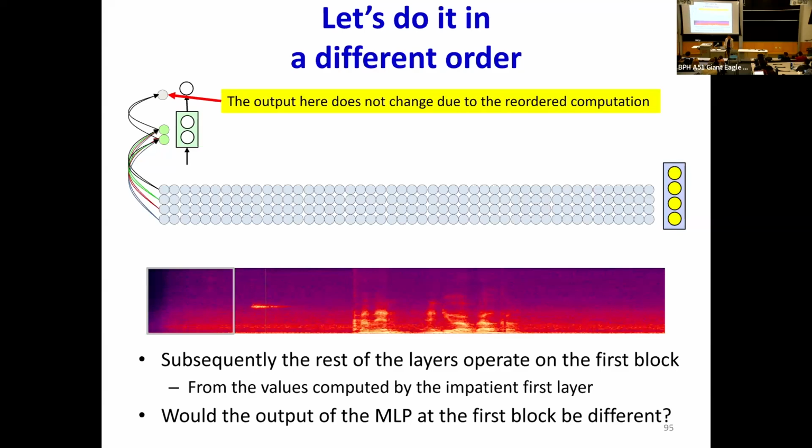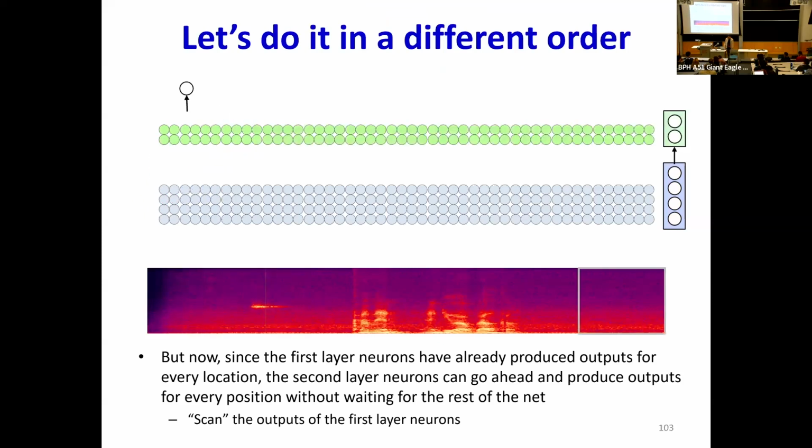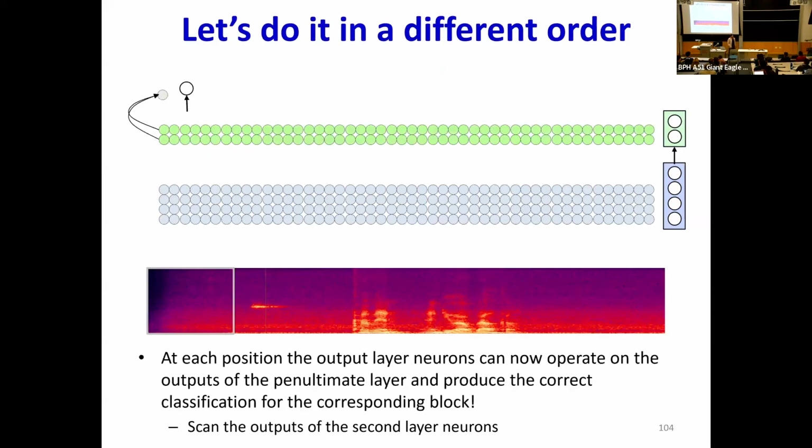Now, let me recurse this. Let me take the second layer neurons, since the first layer has already done its computation. And the second layer neurons are going to now be working on the output of the first layer neurons and process the entire input without waiting for the third layer neuron. And then, in the first position, the third layer neuron computes its output from the values computed by the second layer neurons. Is this going to be different than if I just done the entire computation in the first location?